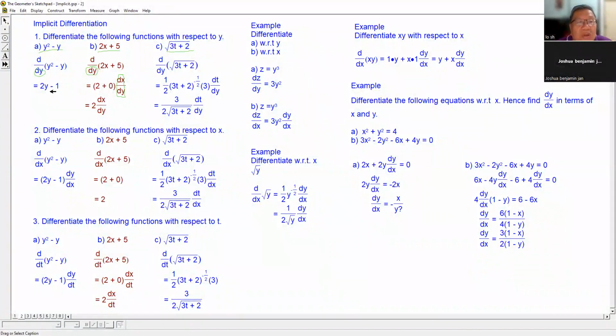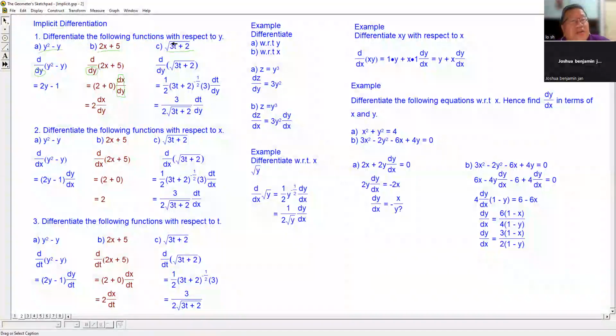Why this one no need to put dx dy there? This one, because you are differentiating y with respect to y. You differentiate y with respect to y, you don't have to add something behind. But you differentiate x with respect to y, then you put dx dy behind there. Is this okay? You just remember it as if it is a rule. When you differentiate a variable that is not the variable that you are differentiating with respect to, then you just add another dx dy at the behind there. Okay or not? Okay.